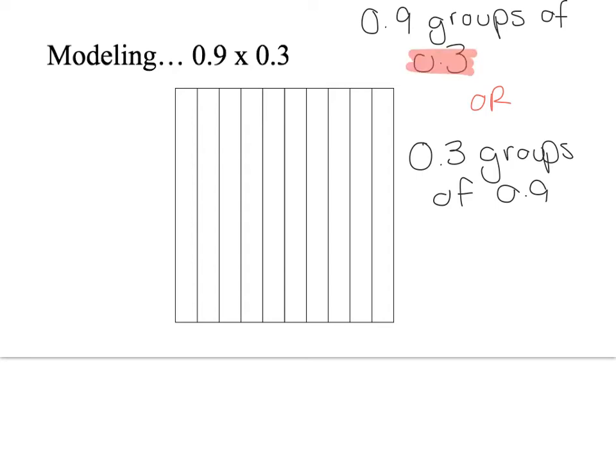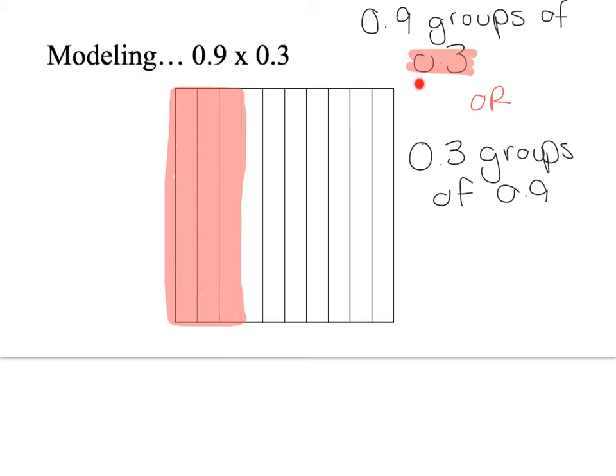I'm going to model the first scenario, 9/10 of a group of 3/10. So I'm going to start by shading in 3/10, and then we're going to talk about what it looks like if we're talking about only 9/10 of that grouping. Of my 10 sections in this diagram representing one whole, I have shaded in 3 sections, so this represents 3/10.